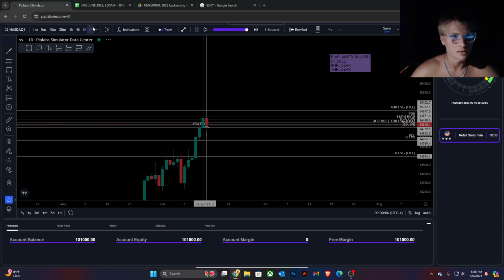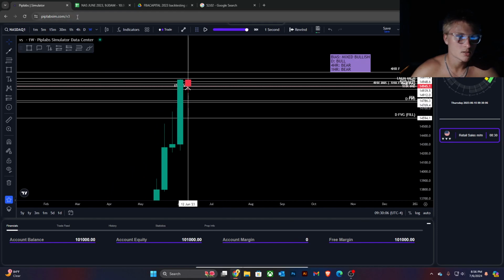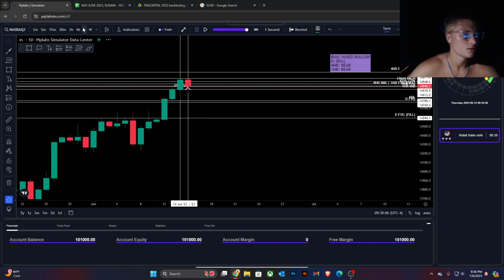Definitely not trying to call a top or anything. But yeah, even weekly, crazy bullish. So when you have momentum like this, I believe it's just better to ride out the momentum.